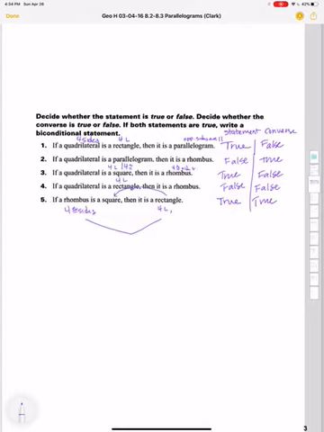Okay, so basically, one thing that we can get from this is that a rhombus is a square if and only if it is a rectangle.